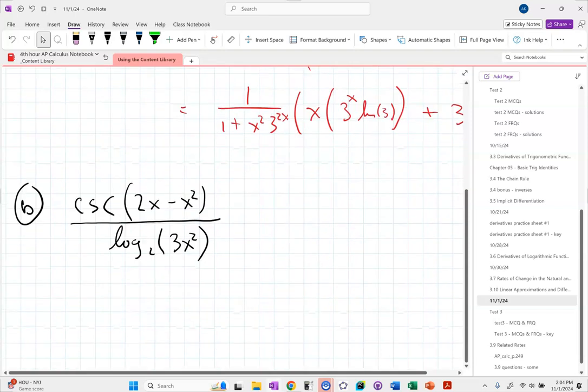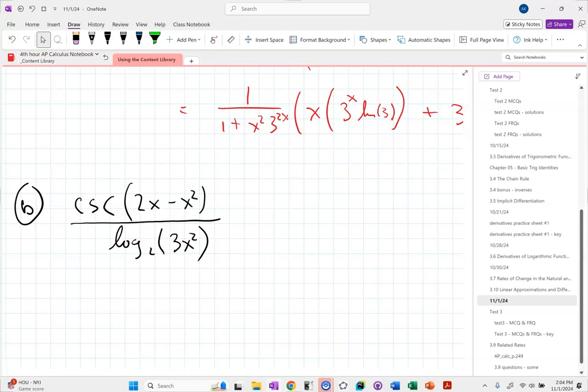All right. If we look at this one, what do we see? How many chains, though? 2. Are they linked, though? No. Okay, so I see 2 chain rules, one for the cosecant, one for the logarithm. They're separate, though. They're not nested inside of one another. And then there's a quotient rule. Which one comes first? The quotient rule. That's the outermost thing.